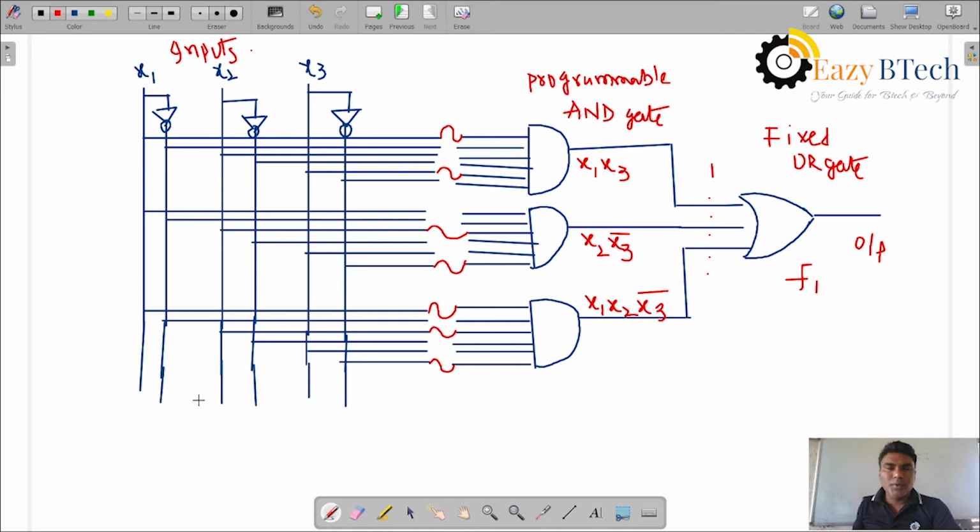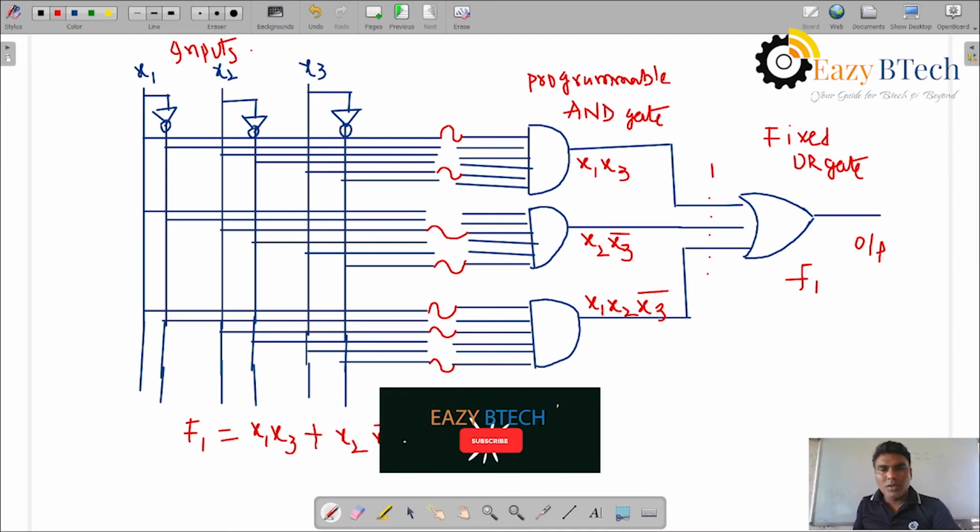Let us take F1. What is the F1 function? F1 is equal to the OR of all the product terms. So what are the product terms here? X1 X3, plus X2 X3 complement, plus X1 X2 X3.